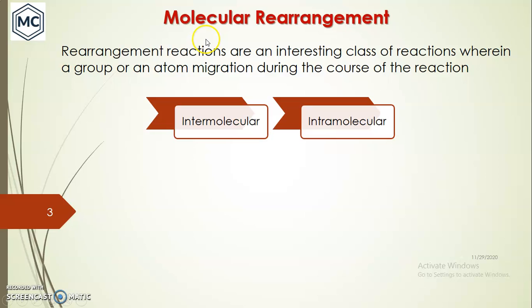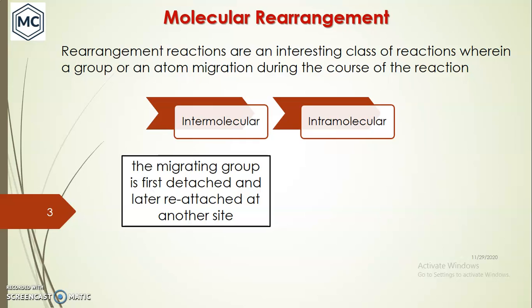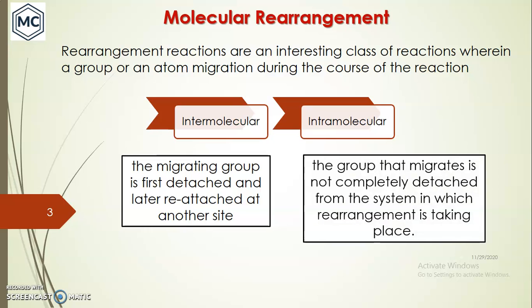Rearrangement reactions are an interesting class of reaction wherein a group or an atom migrates during the course of the reaction. There are two types of molecular rearrangement, intramolecular and intermolecular. Intermolecular means the migrating group is first detached and later reattached at another site. Intramolecular means the group that migrates is not completely detached from the system in which rearrangement is taking place.